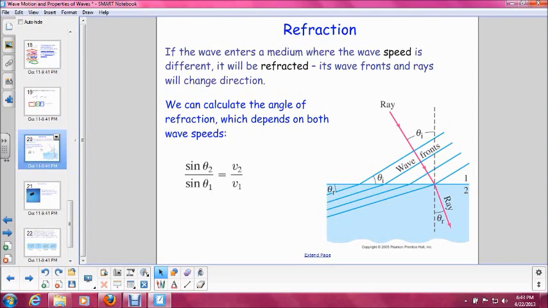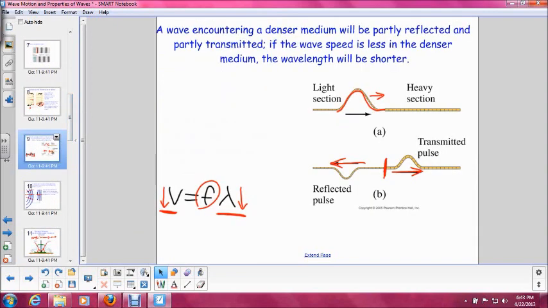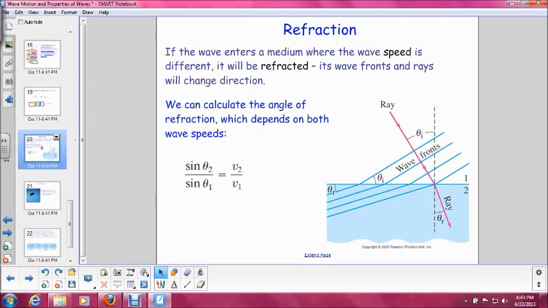Reflection, refraction. So, it turns out that if a wave enters a medium where the speed changes, and remember, way back, if we get a wave that moves from one medium to another, its wave speed may change depending on how dense the new medium is. If the speed of that wave changes, it will be refracted, which means that its wave fronts will change direction.